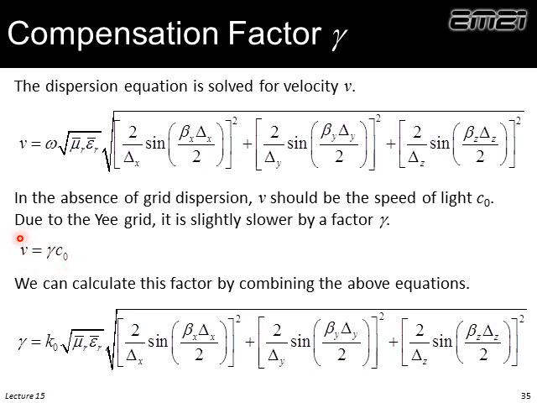Well, now we can solve this equation for gamma, and we have a nice expression to calculate what that constant is. In an ideal world, or as we take our grid resolution and go out to infinity, that gamma approaches 1. But the reality is it'll be slightly smaller than 1.